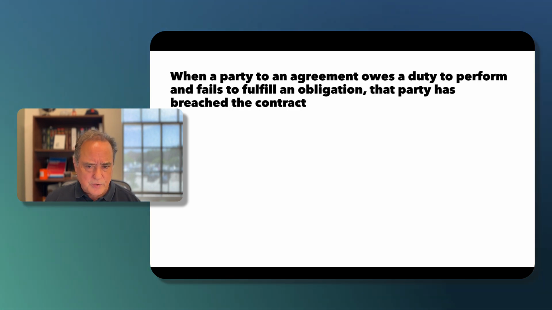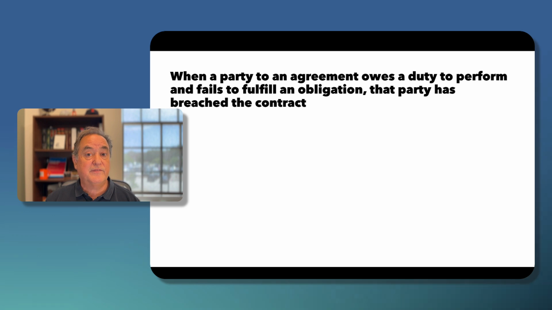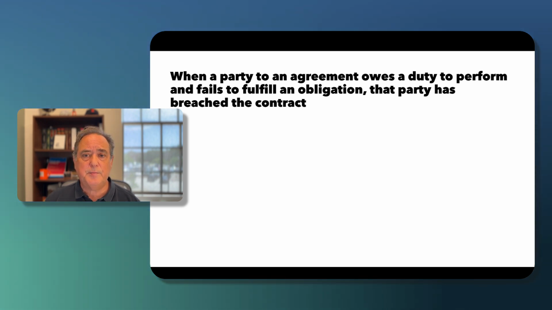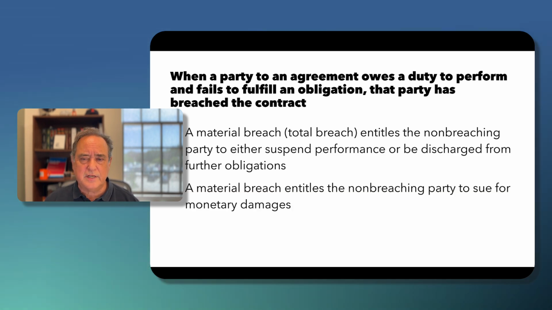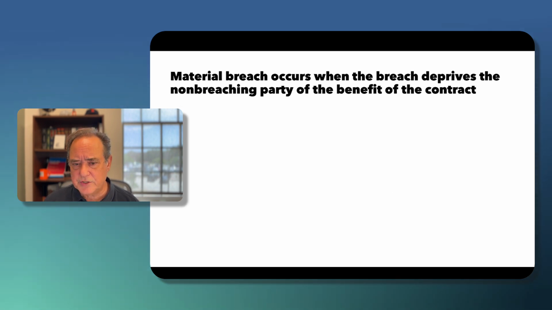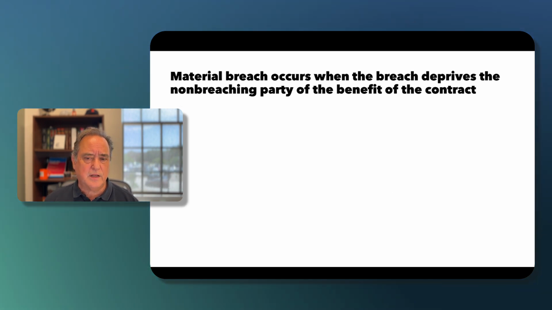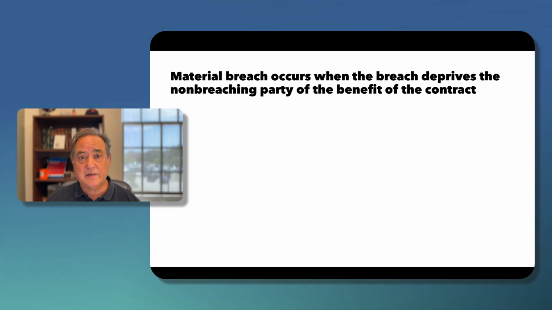Well, when a party to an agreement owes a duty to perform and fails to fulfill that obligation, that party has breached the contract. And a material breach, total breach, as your book calls it, entitles the non-breaching party to either suspend performance or be discharged from further obligations. A material breach entitles the non-breaching party to sue for monetary damages caused by the breach. Now, material breach occurs when the breach deprives the non-breaching party of the benefit of the contract.